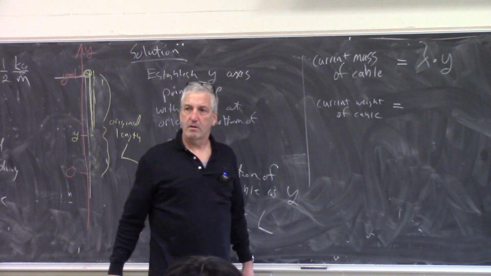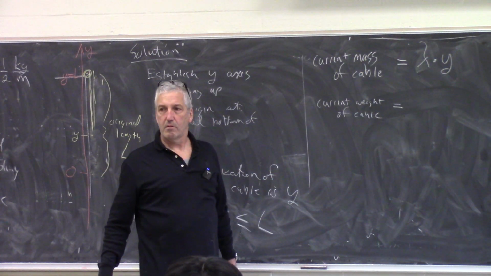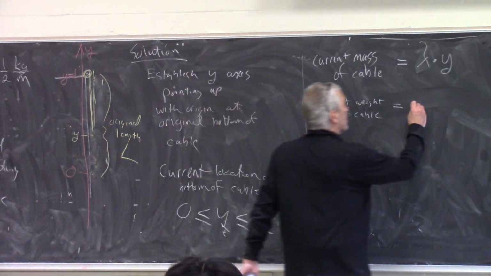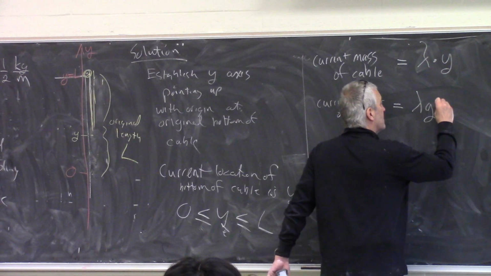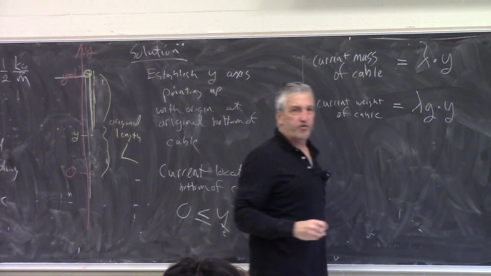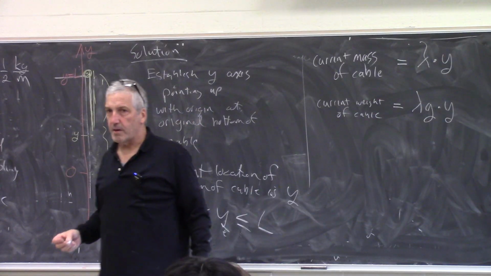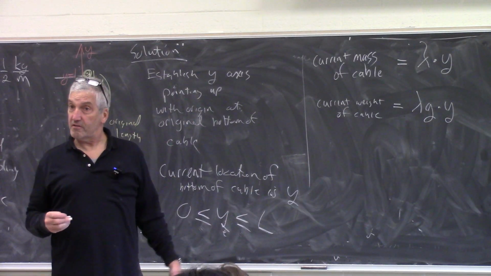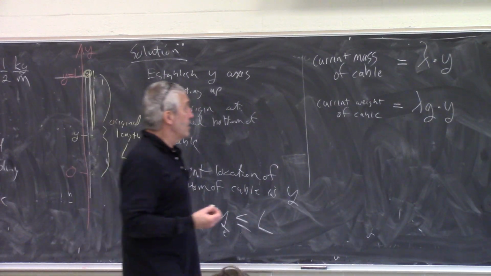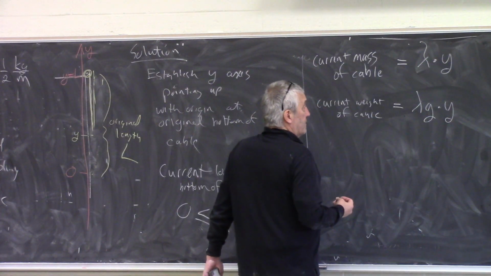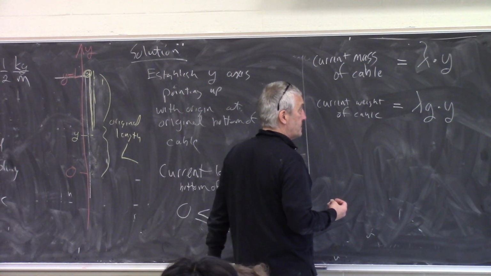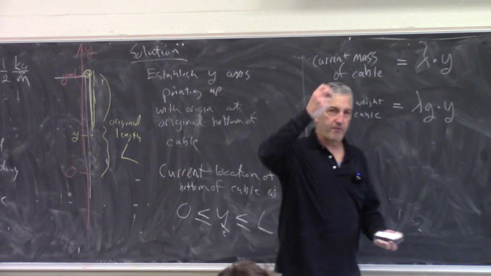Ian? Would it be lambda times y times g? Exactly. Lambda times g times y. Again, g is the number 9.8 newtons per kilogram, but there's no reason to put that number in there. Just use the letter g. Work with g. So that's how much force is required.